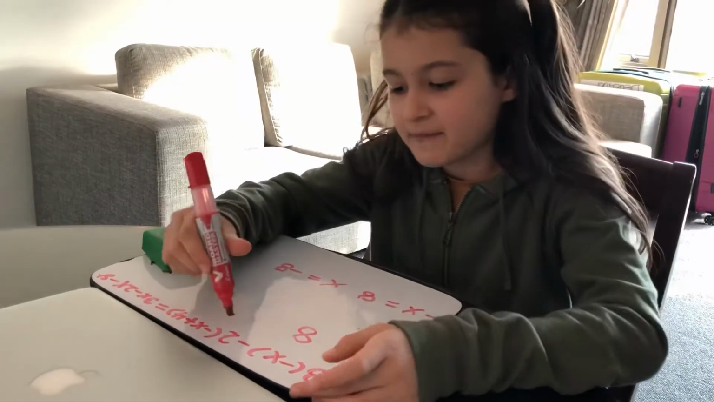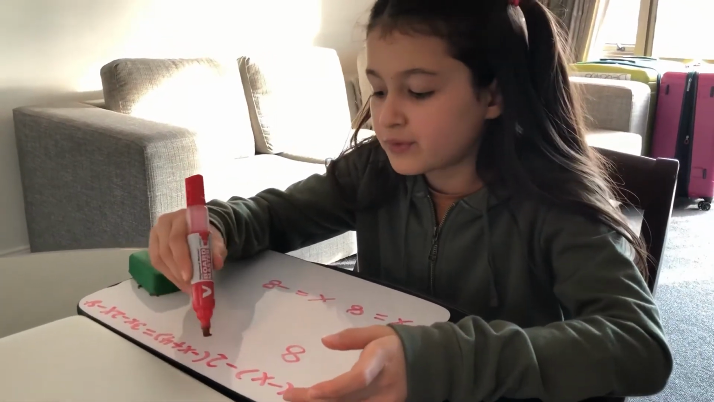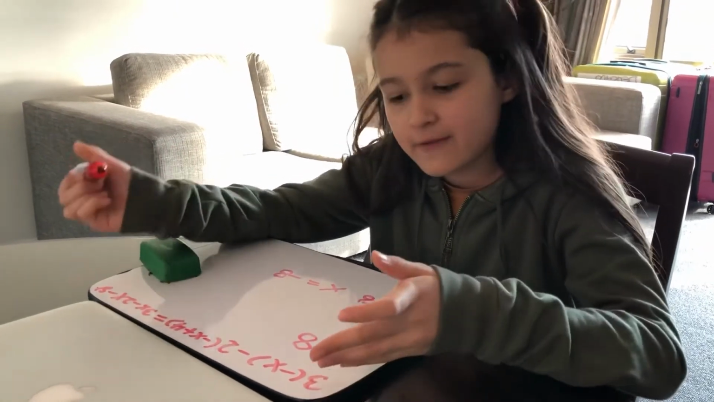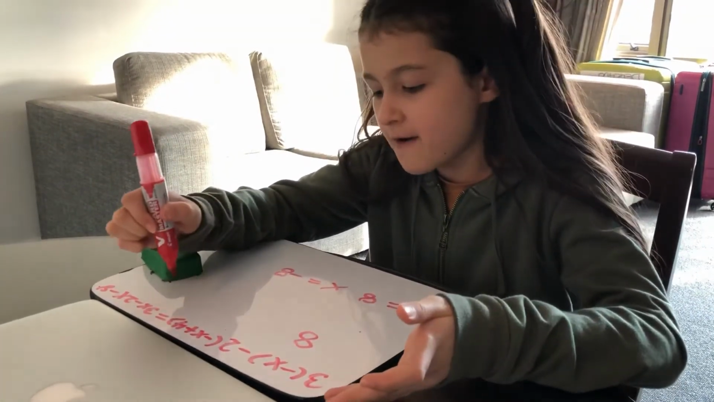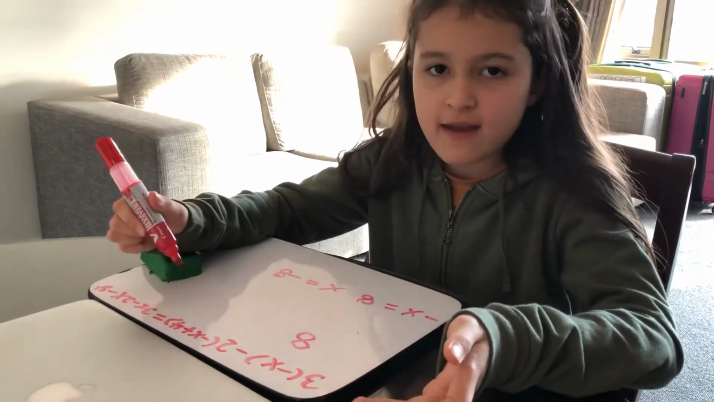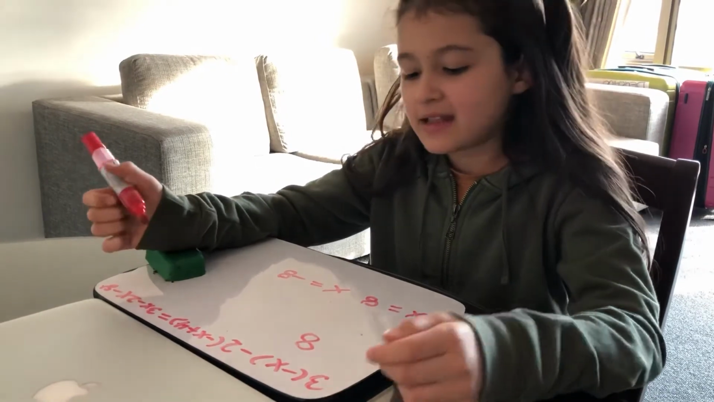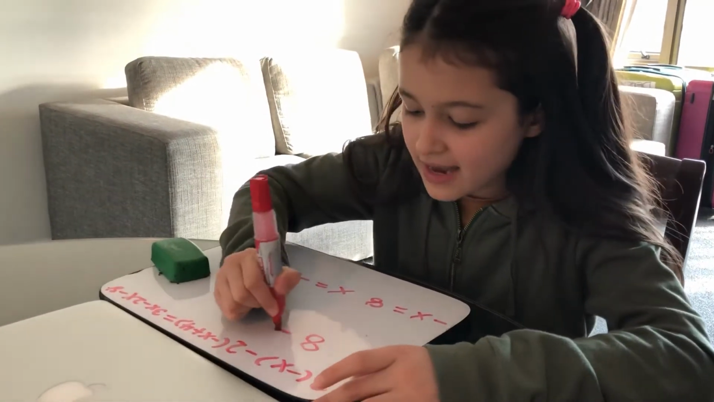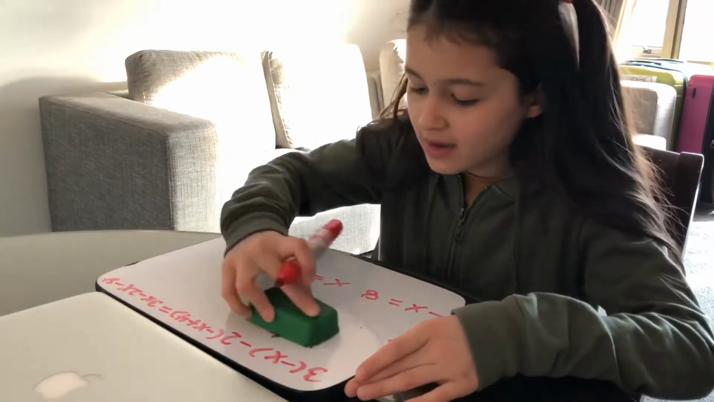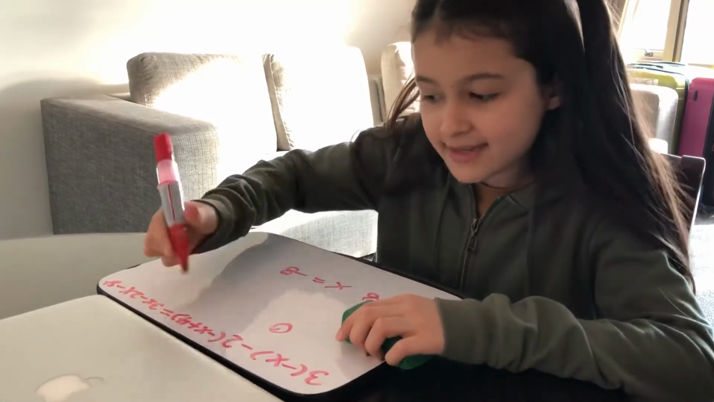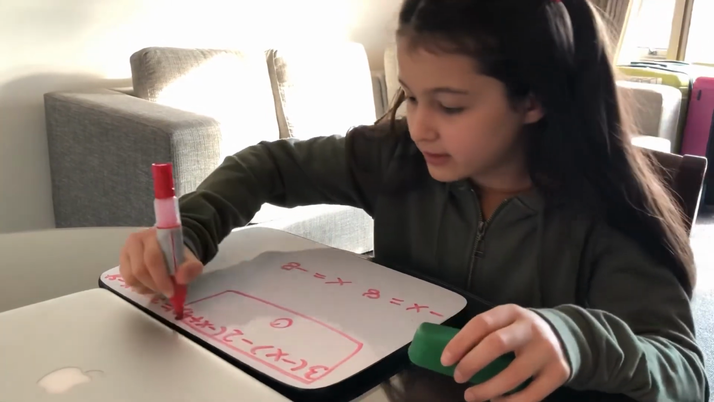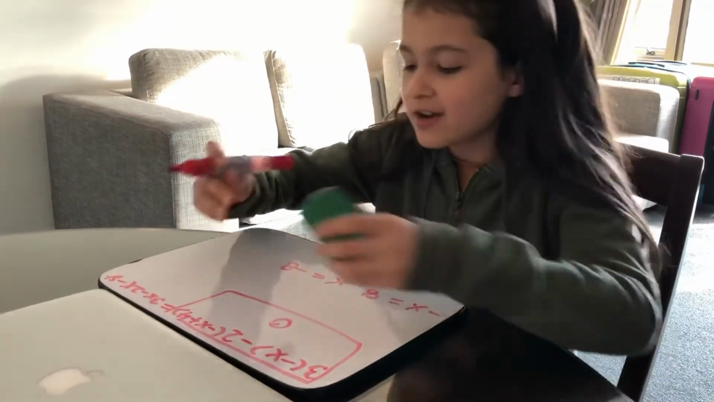But then it says 2 groups of 4, but negative 4. So it will be 2 groups of 4, that is 8. But in the opposite way will be negative 8. So 8 and negative 8, well, is equal to 0. This side is equal to 0. So if the other side is equal to 0, this equation is correct.